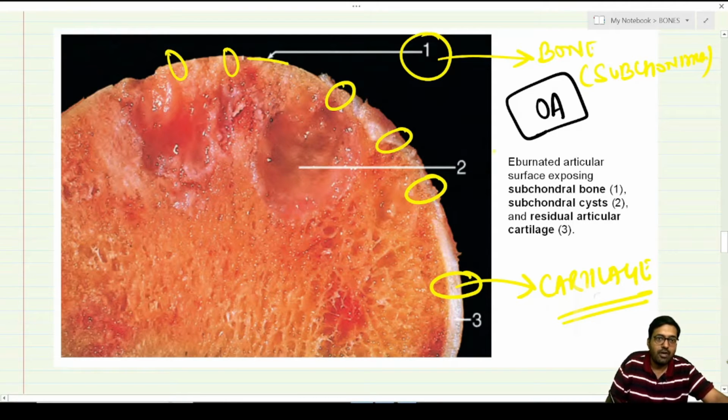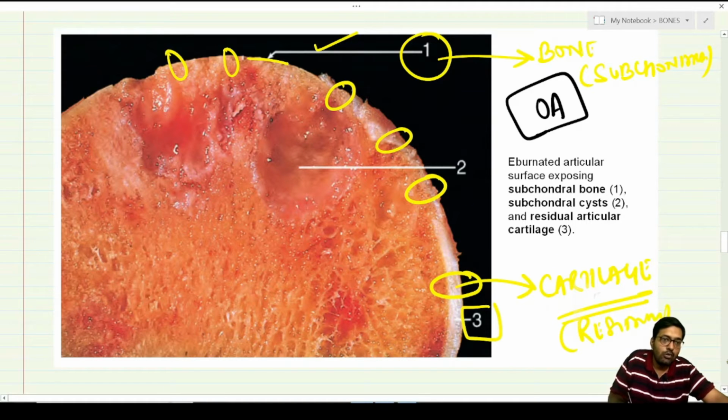So the number one thing that we are shown with the help of arrows is the subchondral bone that is being exposed. Why? Because of the destruction and degeneration of the articular cartilage. Over here, the number 3 is the residual cartilage that is remaining over here.